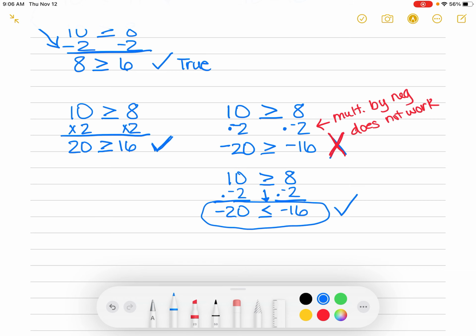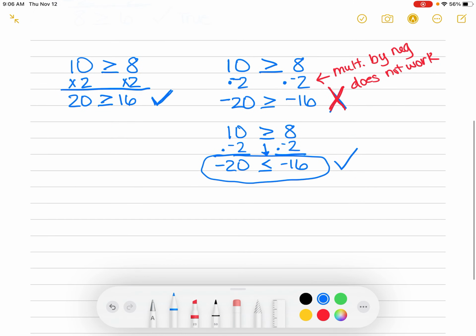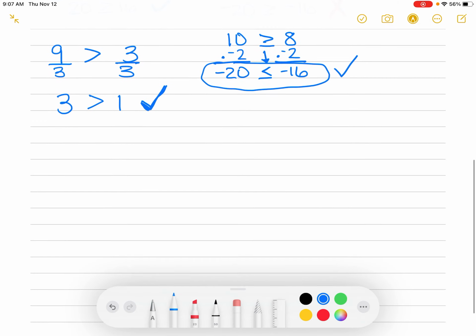Okay, let's try it with division. I'm going to do 9 is greater than 3, and I'm going to divide by 3. So that gives me 3 is greater than 1. Is that correct? Yes, it is correct. So I know that I can divide by positive numbers and it will be correct.